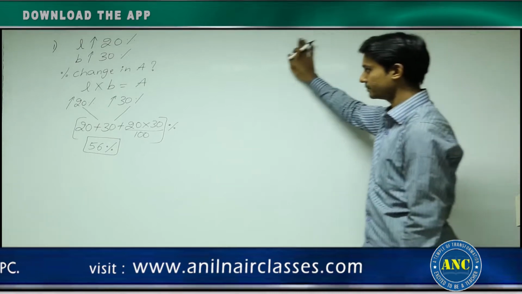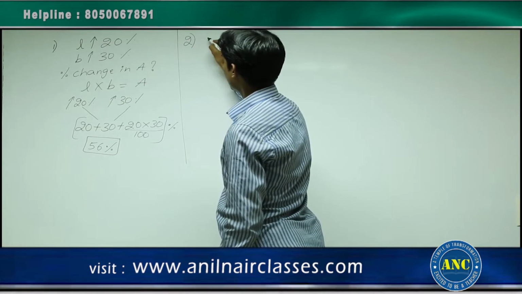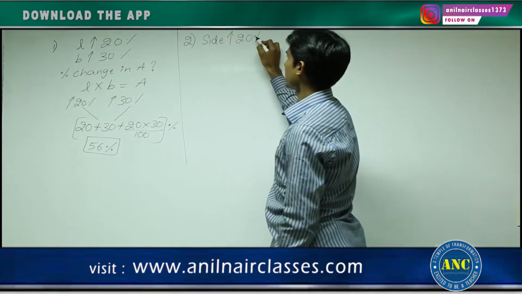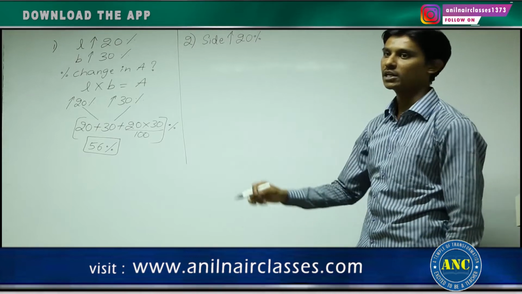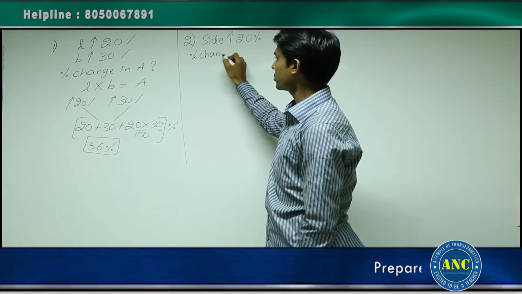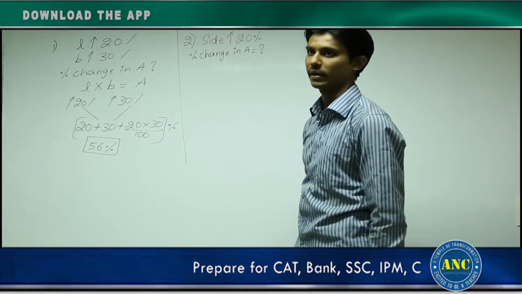See here, second one. Side of a square increases by 20%. What is the percentage change in the area of the square?